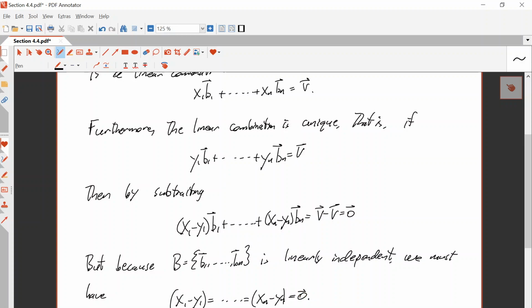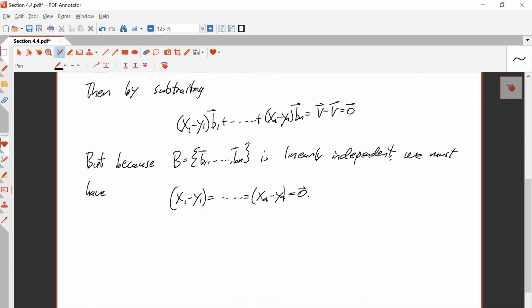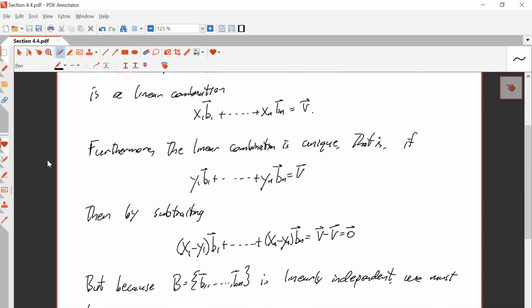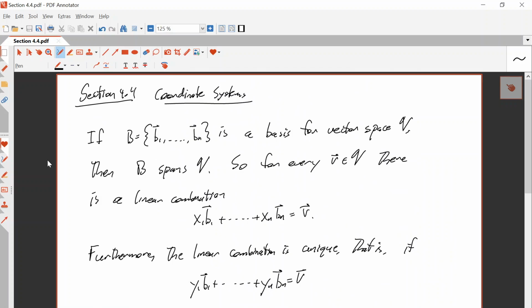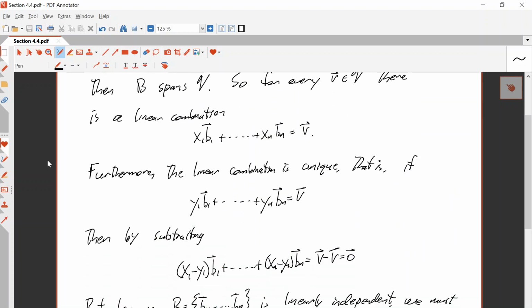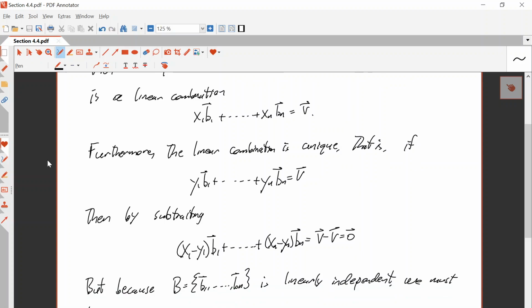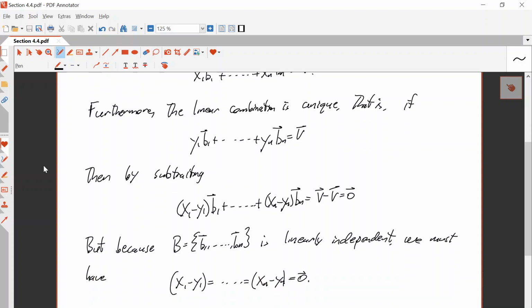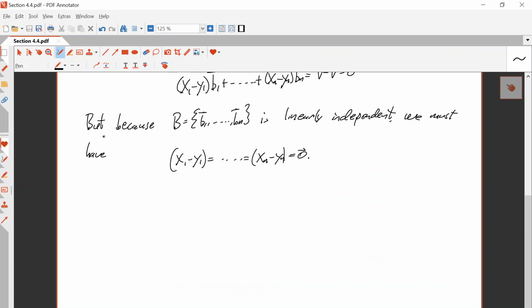All right. So that's what's great about bases. A basis for a vector space spans it, so every vector is a linear combination of the basis vectors, and that linear combination is unique because the basis is linearly independent. If it wasn't linearly independent, it wouldn't be unique. So it's got those two nice properties.